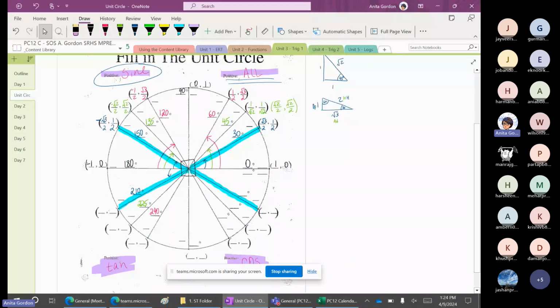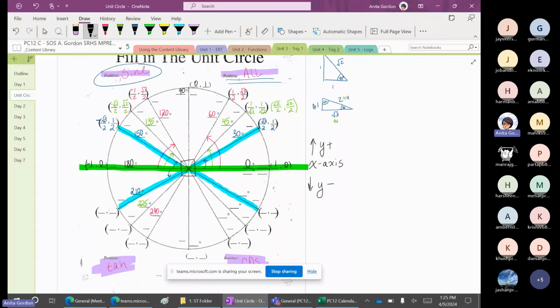But there are key ideas I want you to understand. The horizontal line is our x-axis. This means the y's are positive when we go up, and the y's are negative when we go down. So that means sine is always positive in quadrants 1 and 2, and sine is always negative in quadrants 3 and 4.